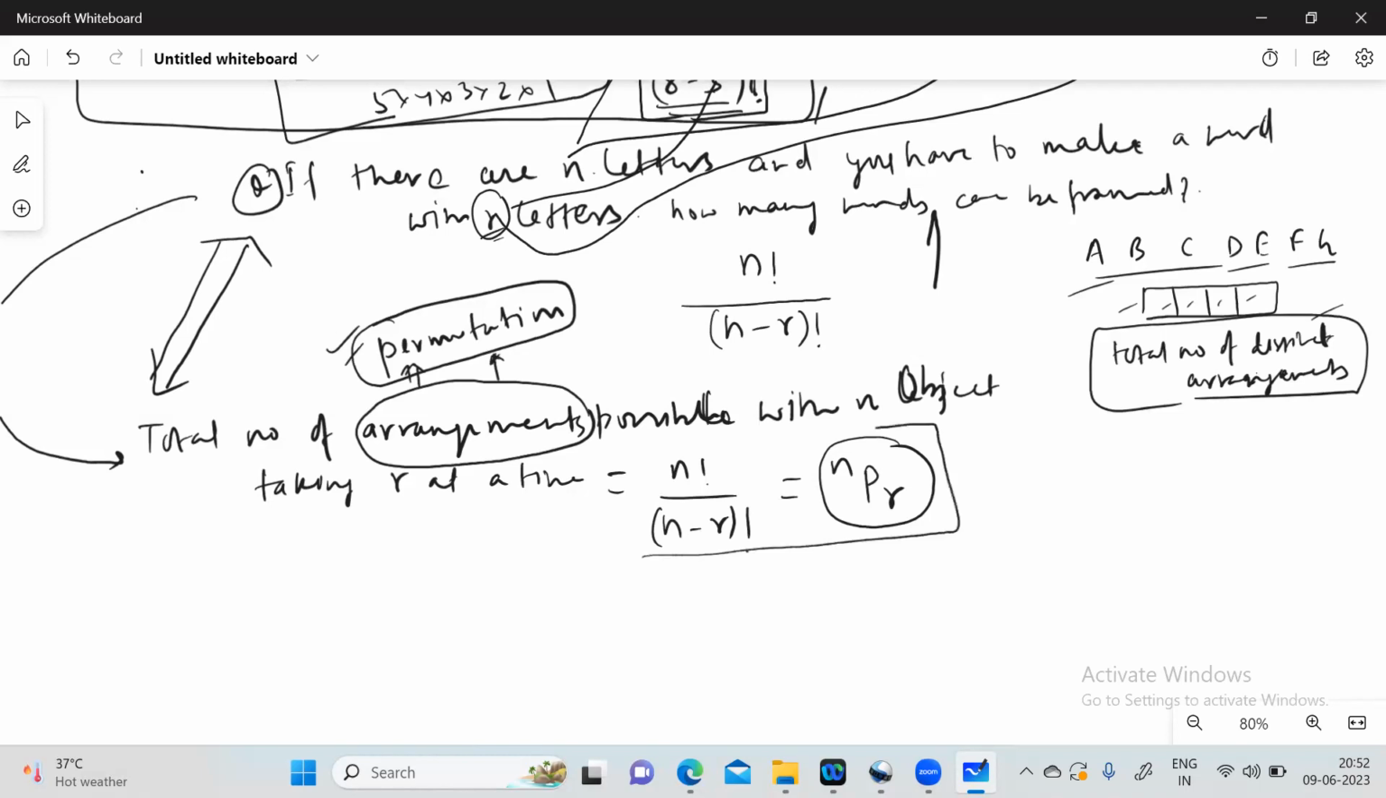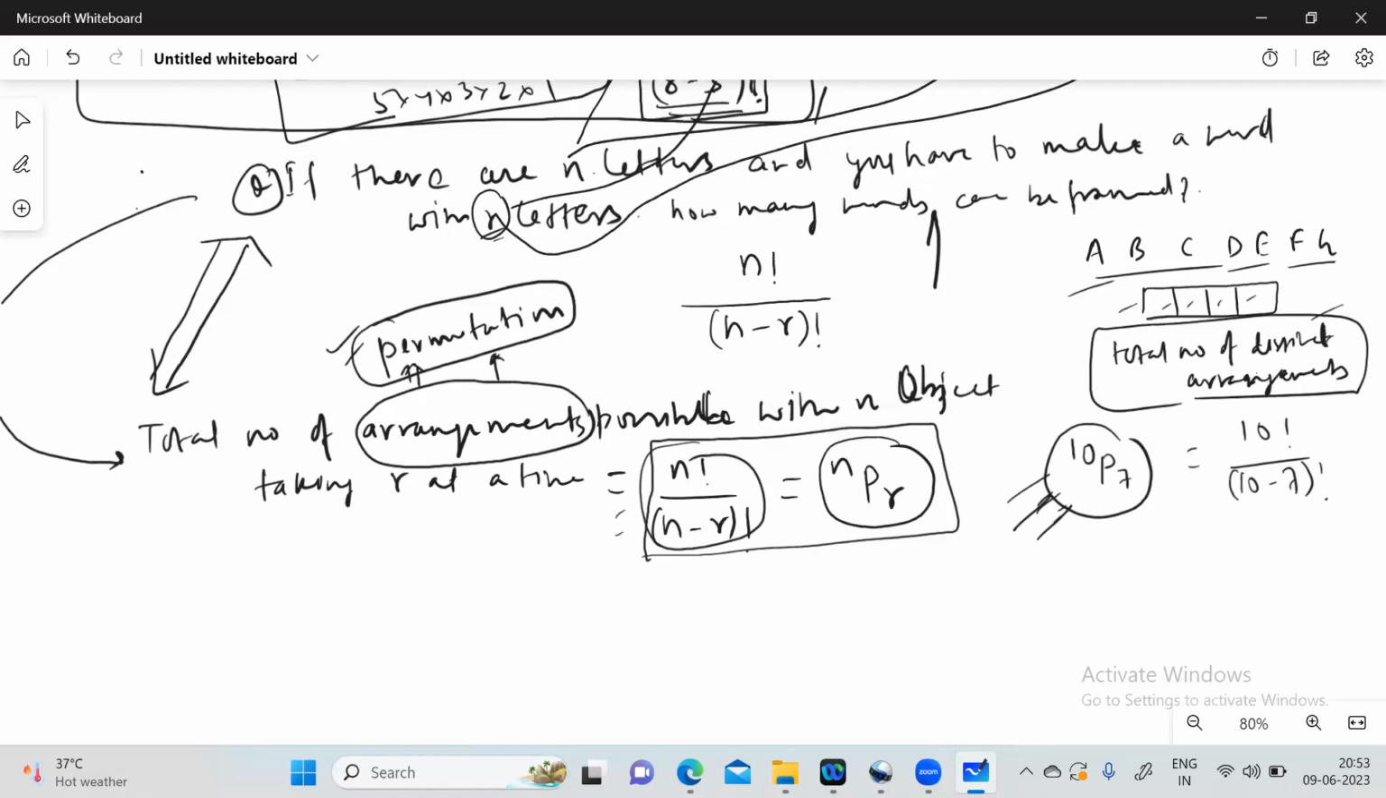So now you can visualize this. If I am saying 10P7, what does this mean? Can anyone tell me in a sentence what this means? Bolo, Ruba? Tell the statement, not the formula. The formula will be 10 factorial divided by 10 minus 7 factorial, but give me the statement. What is this?